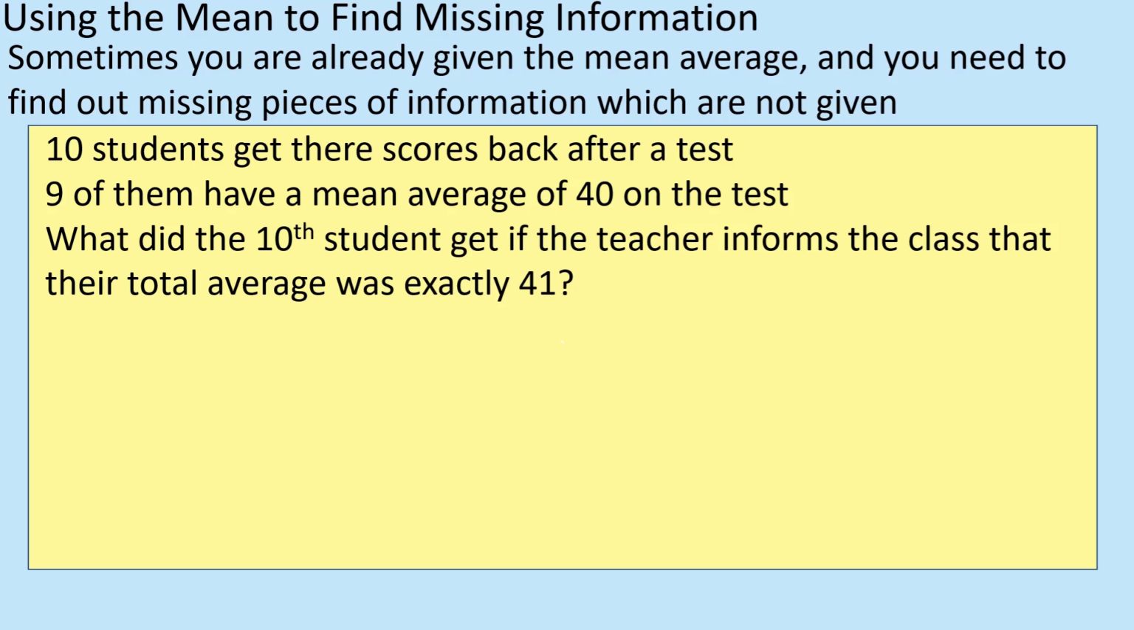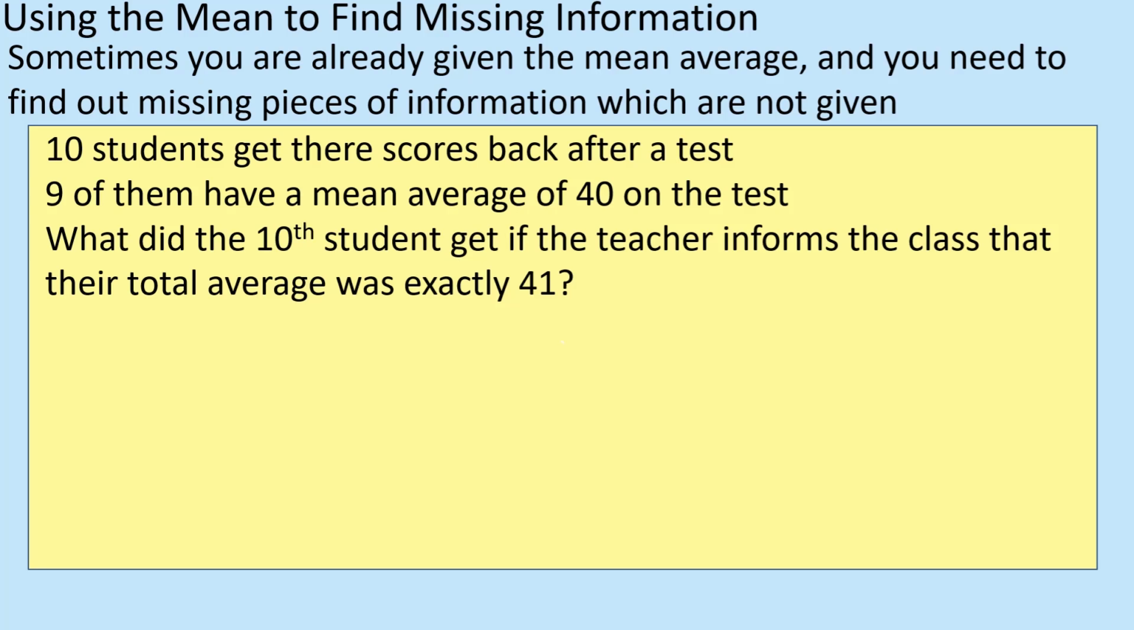So 10 students get their scores back after a test. Nine of them have a mean average of 40 on the test. What did the 10th student get if the teacher informs the class that their total average was exactly 41? So we've got two pieces of information. We're talking about an average from when there's 10, and an average from when there's 9.